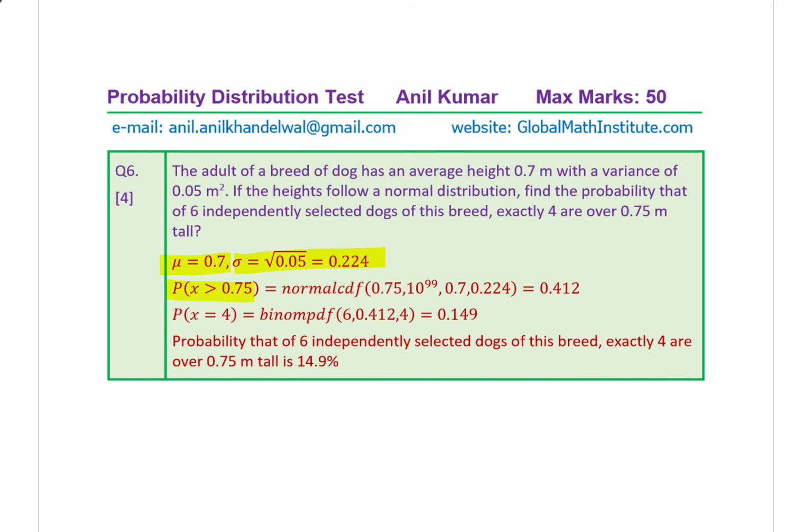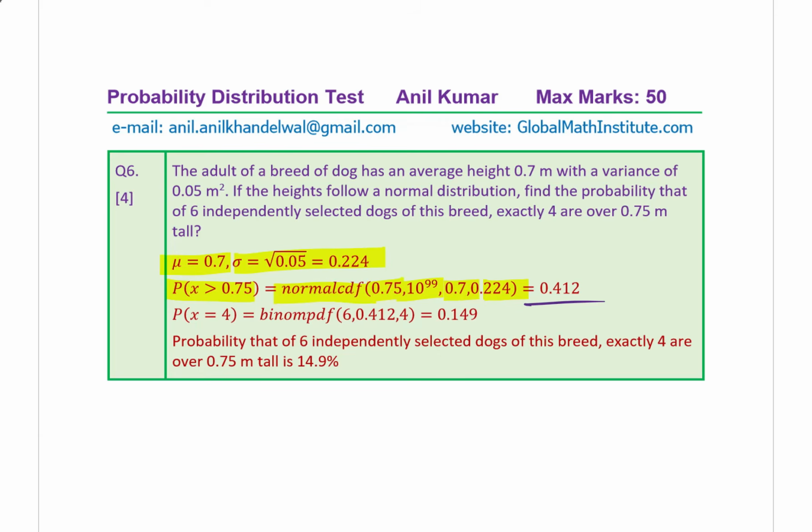We can apply the formula for x greater than 0.75 using the normal distribution cumulative, and this time from given value of 0.75 to infinity, right? And we are given the parameters 0.7. We just calculated standard deviation as 0.224. So let me put a comma here. Yes, there, right, okay. And so we get 0.412 as the answer.